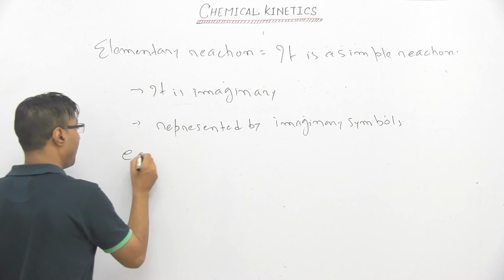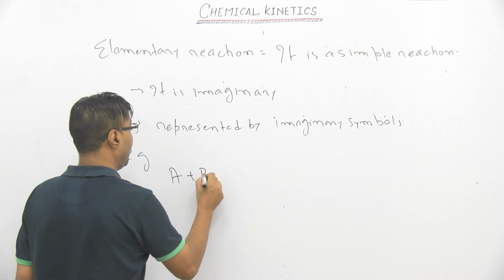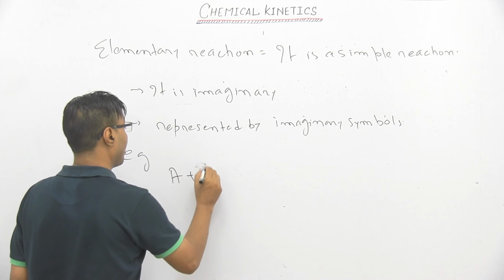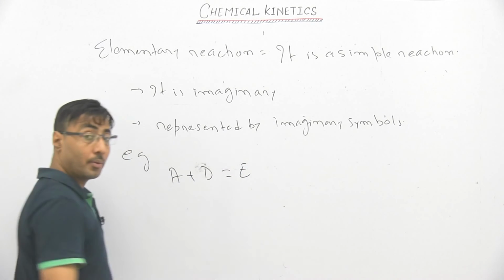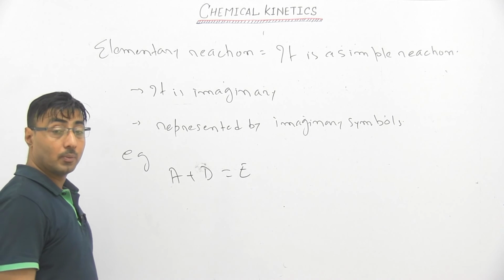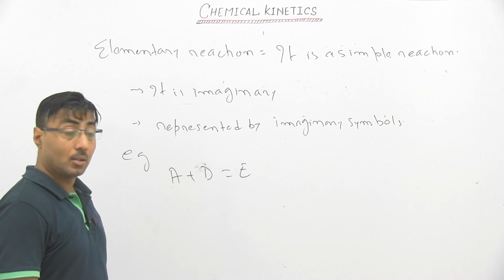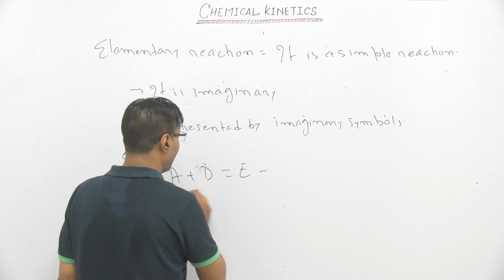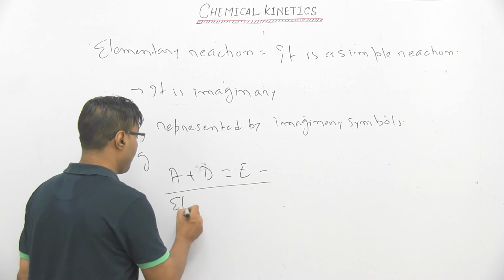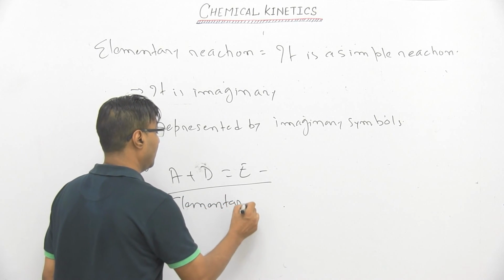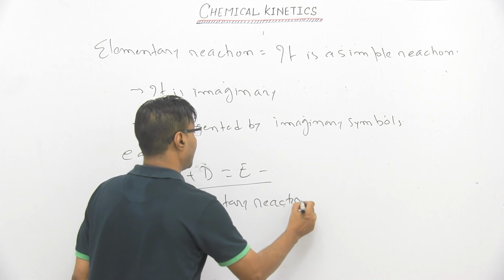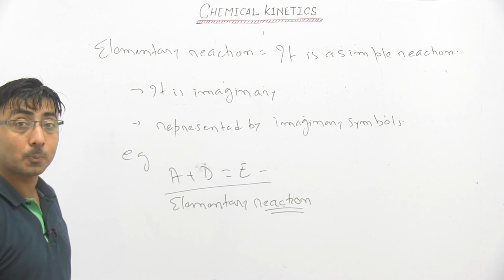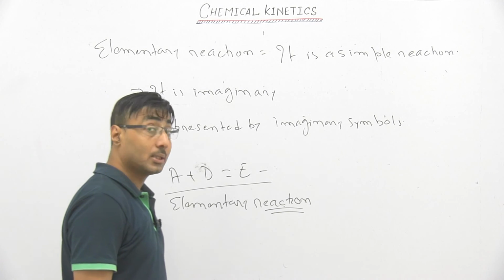For example, A plus D is equal to E. There is no element in the periodic table which starts with A or D or E. So this is the elementary reaction. It's a simple reaction which takes place in one step and their symbols are imaginary.